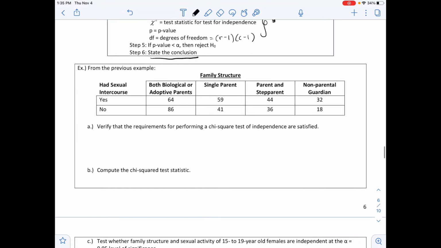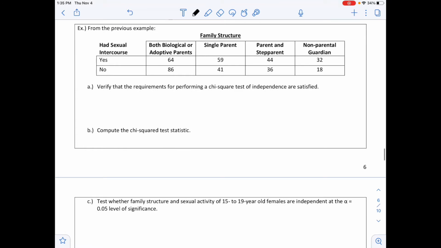So the same example that we looked at and we calculated our expected counts is given. And so part A says verify that the requirements for performing the chi-square test for independence are satisfied. So the only thing that we need to check are given to us up above in step 3. So the first one is that they need to be randomly selected, so it needs to be a simple random sample. And the second thing is that the sample data consists of frequency counts in a two-way table. And so they are. And then the third thing is, so this is data in a two-way table or a contingency table.